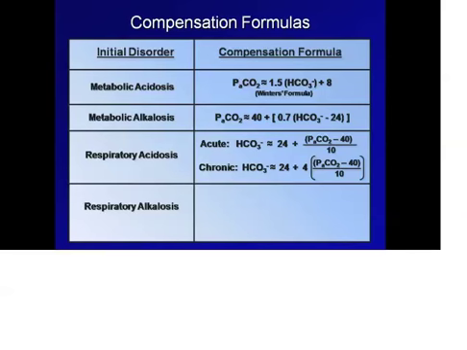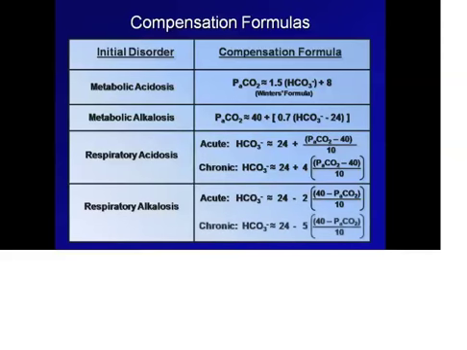For an acute respiratory alkalosis, bicarb should be 24 minus 2 times the difference between 40 and the PCO2 over 10. And finally, for a chronic respiratory alkalosis, bicarb should be 24 minus 5 times the difference between 40 and the PCO2 over 10. How much variation is allowed for by the approximately equal sign here?